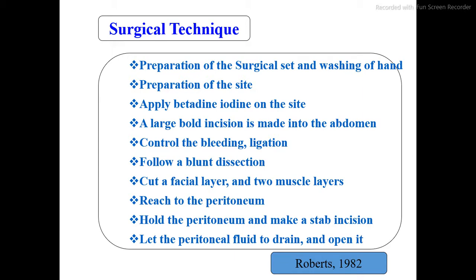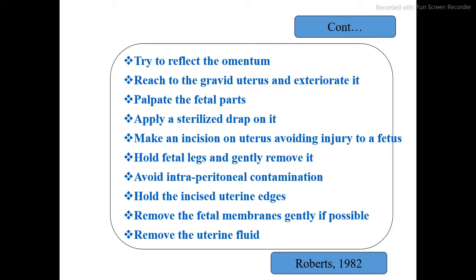Roberts, 1982. Kent. Try to reflect the omentum. Reach the gravid uterus and exteriorize it. Palpate the fetal parts. Apply a sterilized drape on it. Make an incision on the uterus, avoiding injury to the fetus. Hold fetal legs and gently remove it. Avoid intraperitoneal contamination. Hold the incised uterine edges.